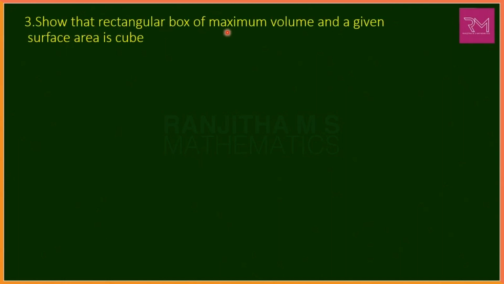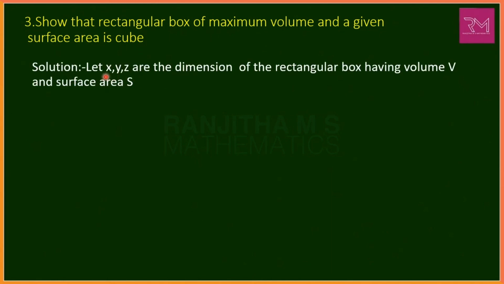Here is another problem. Show that a rectangular box of maximum volume and a given surface area is a cube. Here in this problem they have not given it directly. Instead we have to show that the rectangular box of maximum volume and given surface area is a cube. For that, for a rectangular box, let x comma y comma z be the dimensions of the rectangular box having volume V and surface area S.